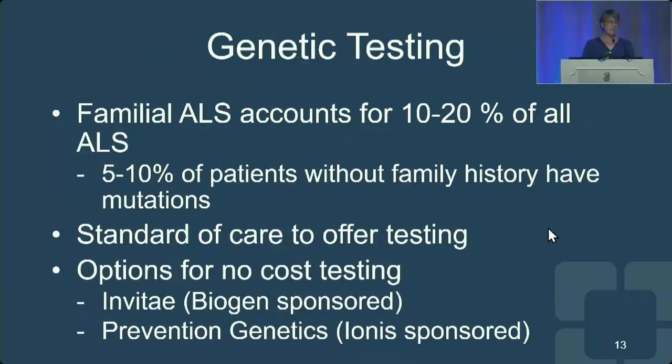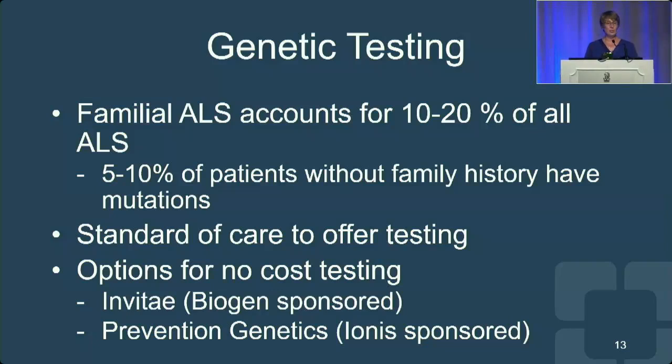So genetic testing is something that's really been evolving over the last decade. Familial ALS accounts for about 10 to 20% of ALS, but about 5 to 10% of people who don't have a family history will have a mutation in one of the genes. The most common of those is the C9 open reading frame 72. We'll talk a little bit more about that gene later on. It's at the point now where really offering genetic testing is considered in ALS circles to be a standard of care.